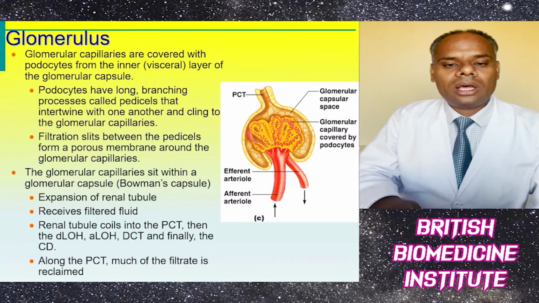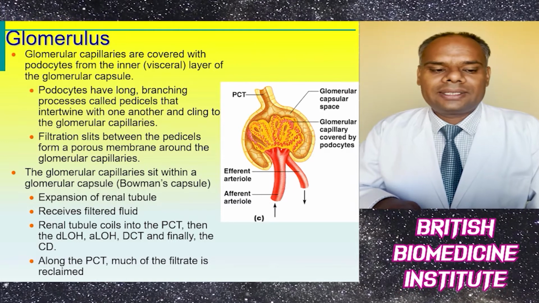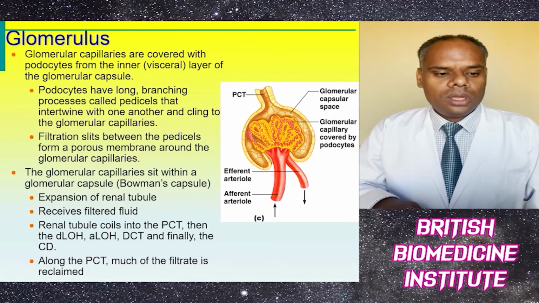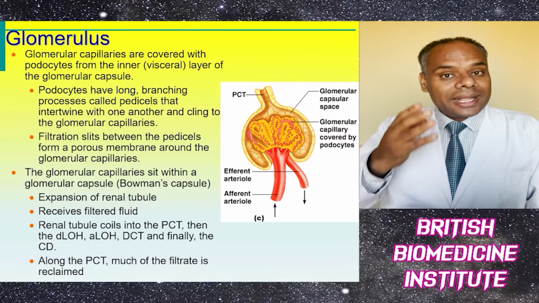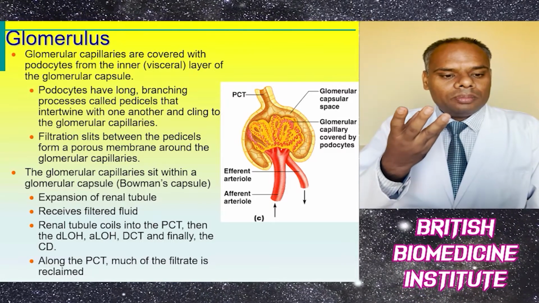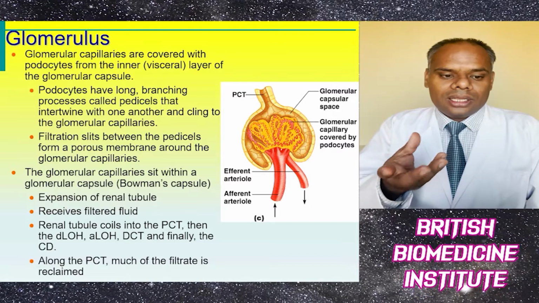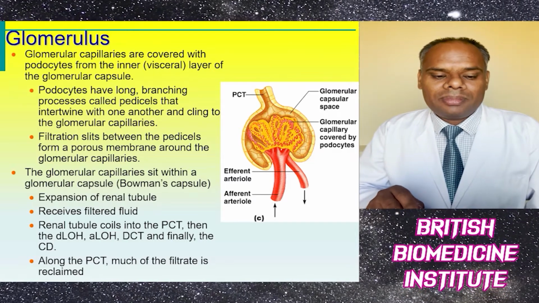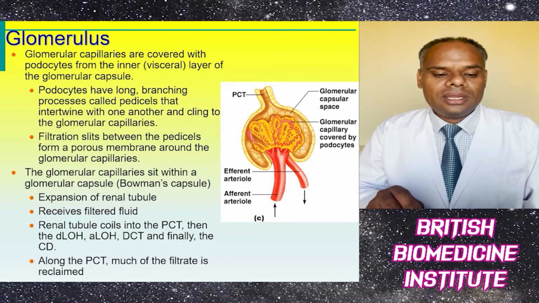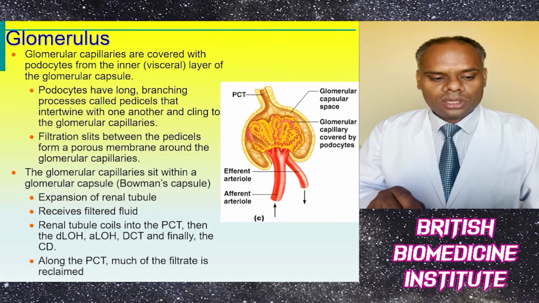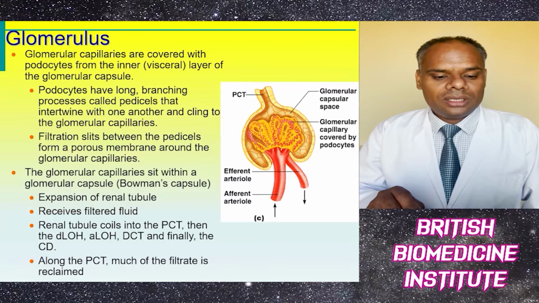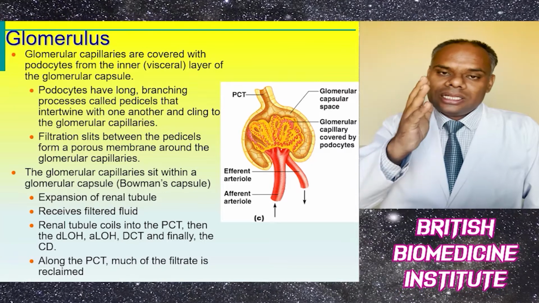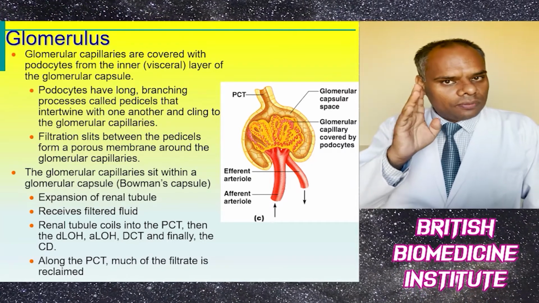The glomerular capillaries are basically covered with podocytes from the inner, or we can say visceral, layer of the glomerular capsule. Podocytes have long branching processes called pedicles that interdigitate with each other and cling to the glomerular capillaries. The filtration slit membrane: the pedicles form a porous membrane around the glomerular capillaries. The glomerular capillaries sit within a glomerular capsule, or we can say Bowman's capsule. It expands into the renal tubules and receives the filtered fluid.